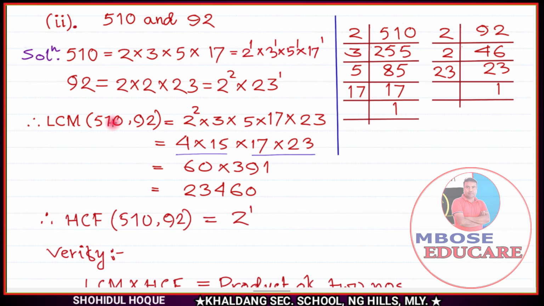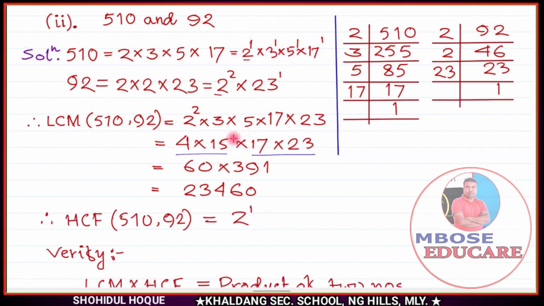LCM of 510 and 92 is equal to: first of all, which number is common in both prime factor lists? That is 2. 2 is here also, here also. But which power is highest? 2 squared. That one we have to take, and the lower power one we leave. Is there any other common factor in both? No. When we do not get any more common factors, we write all other factors which are left out. 2 is already written, then 3 is there, we write 3, then 5, and then 17, and the next number left out is 23. 23 we shall write here.